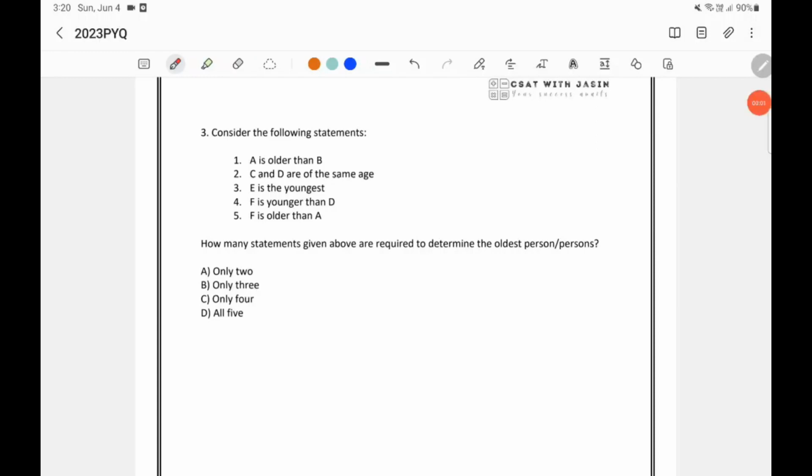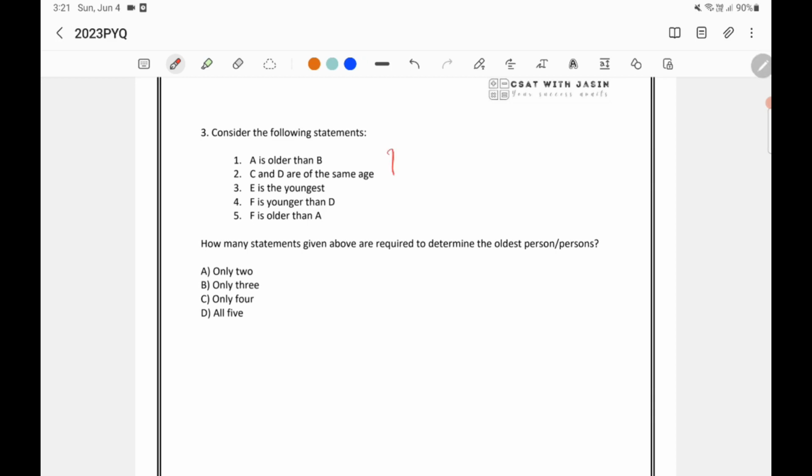So let's solve this question. Consider the following statements. So 5 statements are given. A is older than B, C and D are of the same age, E is the youngest, F is younger than D, F is older than A. So the question is, how many statements are required to determine the oldest person? The question is not who the oldest person is. We need to check how many statements given above are required to answer the question.